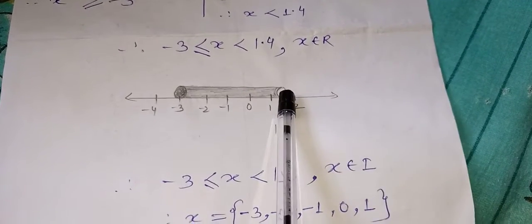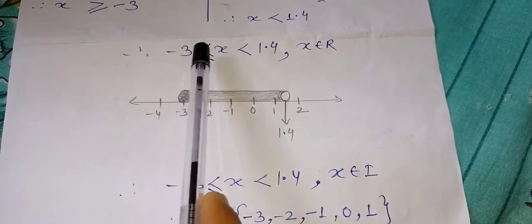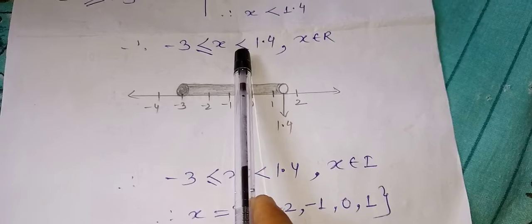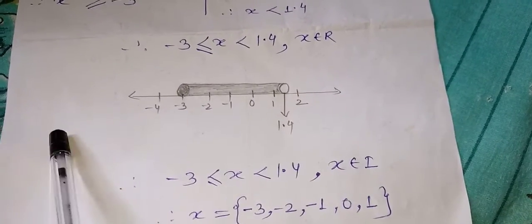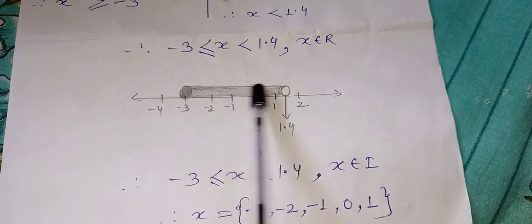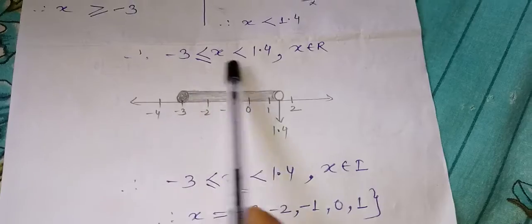But you can see there is no darkness in this circle. There is darkness in this circle. The reason: when there is equal to, that side will be dark. Where there is no equal to symbol, it will be like this, with no darkness. So we will join both ends of the circles and darken the whole region. So this is the number line for this case.